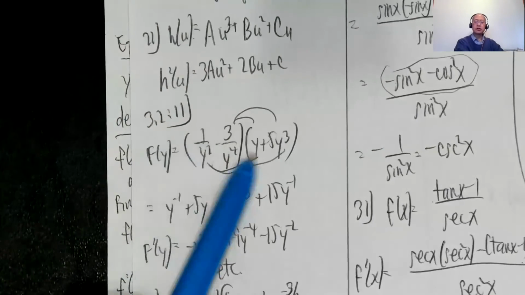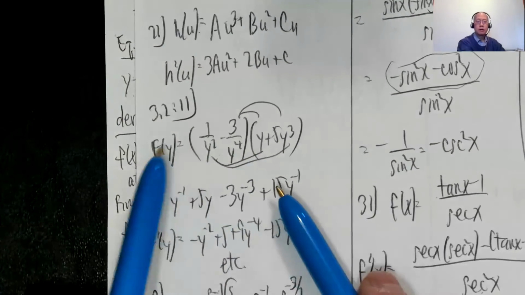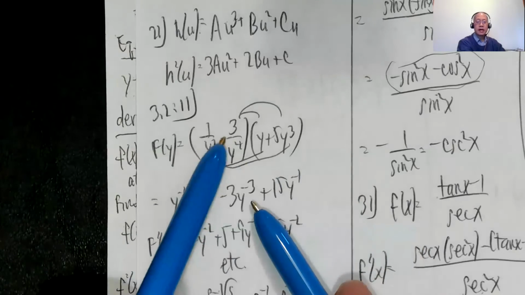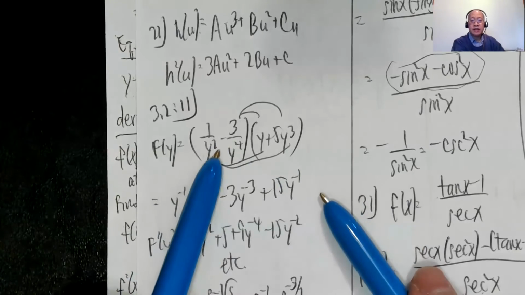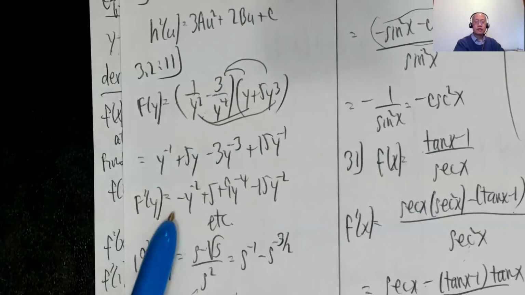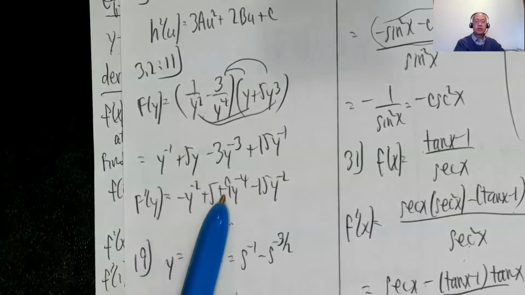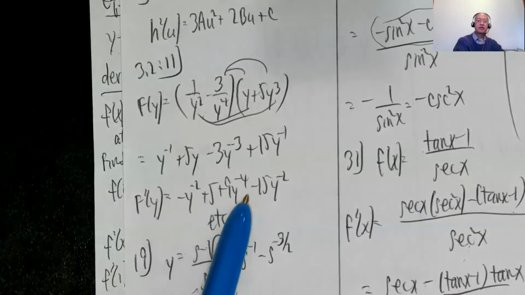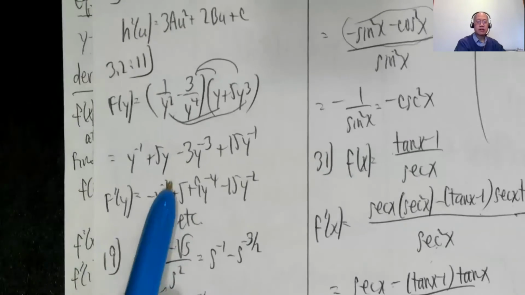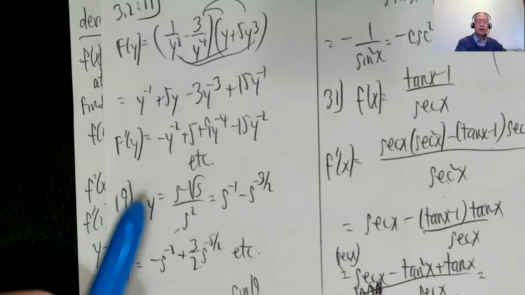It's much easier to distribute. So FOIL it out. That is y to -1. That is 5y. That is -3y to -3. And that is 15y to -1. So the derivative is -y to -2 plus 5 plus 9y to -4 minus 15y to -2, etc. What is the etc.? Just make all the negative exponents positive exponents.